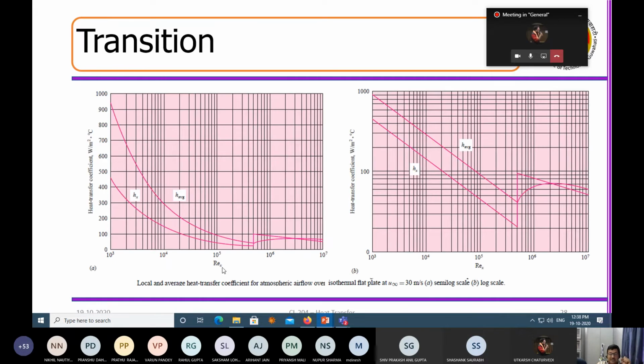And in some situations, you may model them well. Say, suppose it is a log-log. These two are the same plots. This is semi-log and this is log-log. Hx is the local heat transfer coefficient, and H average is the average heat transfer coefficient. So you may see in some places you may fit well, but there are discontinuities and there are different ways. So you really cannot have an analytical model for this.